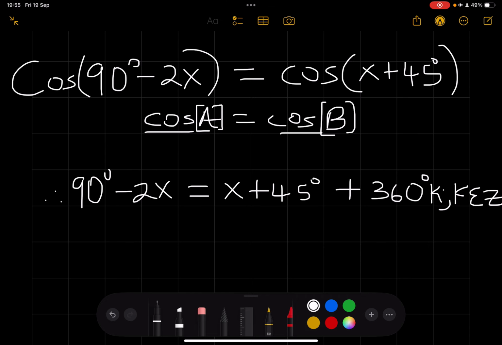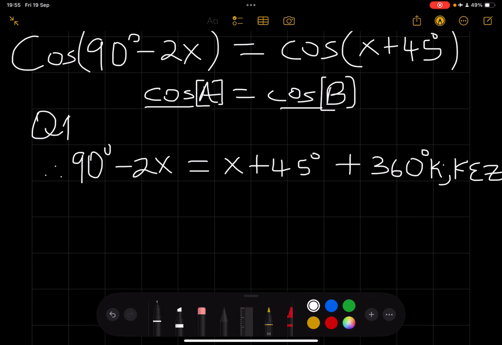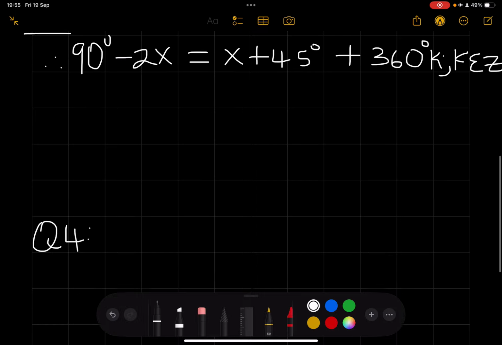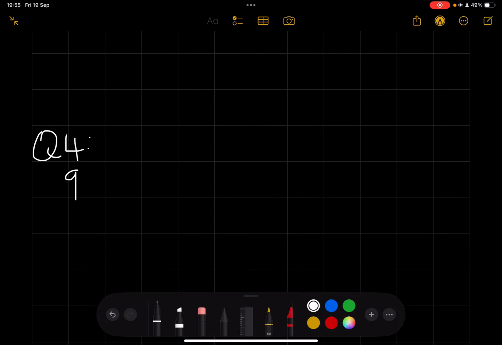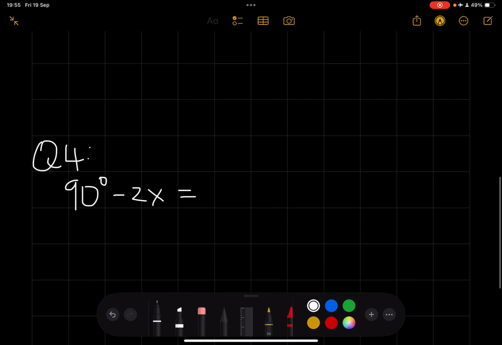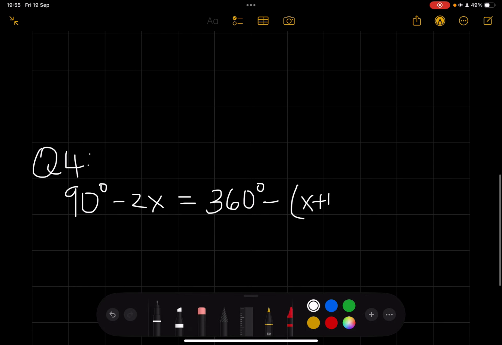Remember, this will be the solution in quadrant 1. Cos is positive in quadrant 1. We will need to do the solution also in quadrant 4. I'll just write it here to leave a space to solve that one. In quadrant 4, we're going to have 90 degrees minus 2x equals, remember quadrant 4, it's negative theta, ladies and gents, right? Or let's use 360 minus, because this is the most common. 360 minus that angle, which is x + 45. Remember, 360 minus theta is in the 4th quadrant. And then we write k elements of integers here.